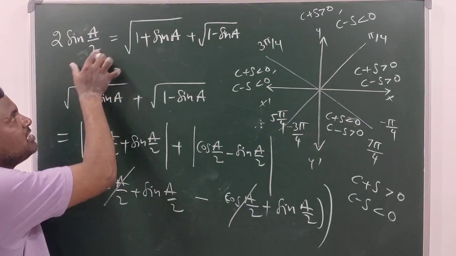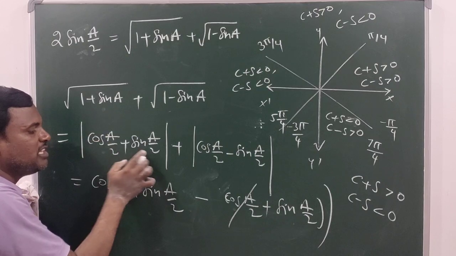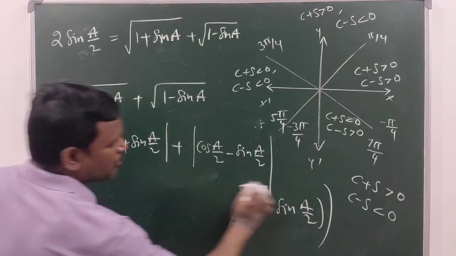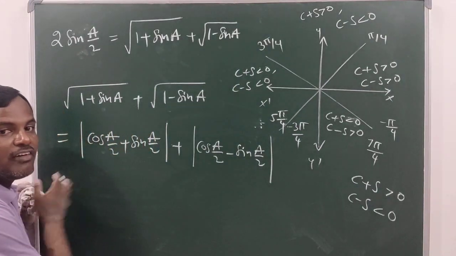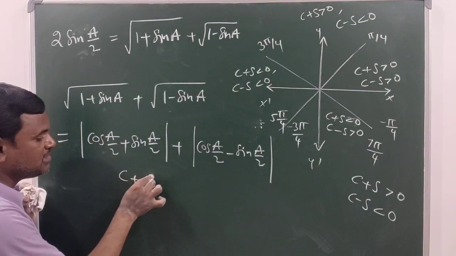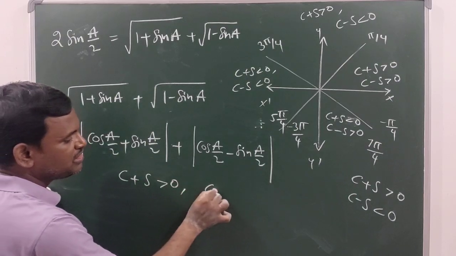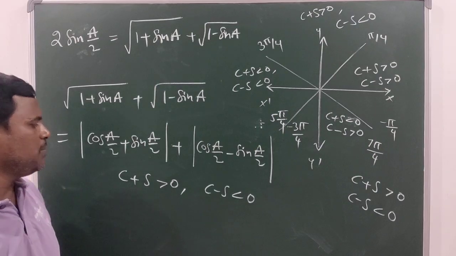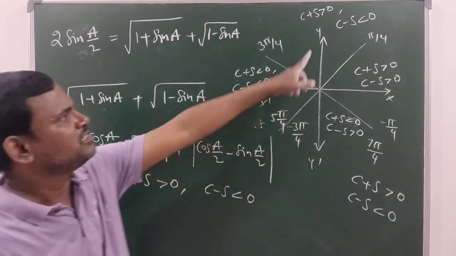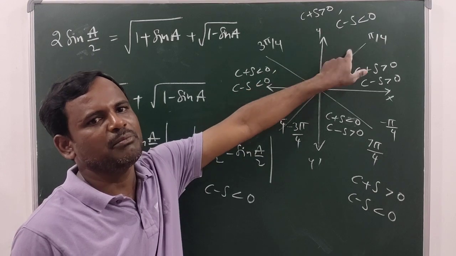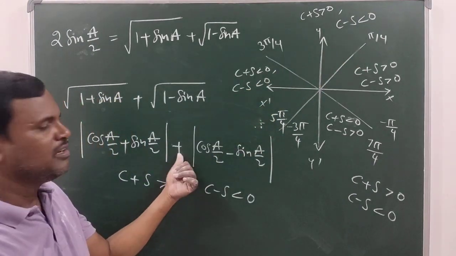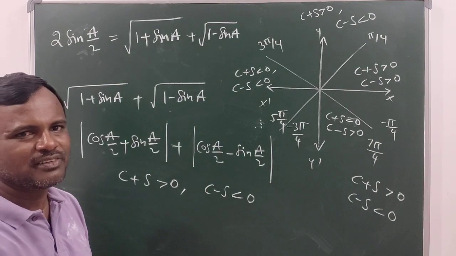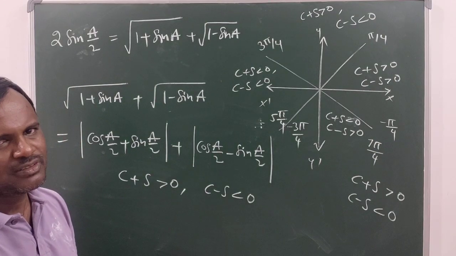Okay, to get this result, this one you have to consider as positive and this one you have to consider as negative. Have you understood how I am simplifying this? Your C plus S must be positive and your C minus S must be negative. Where is C plus S positive, C minus S negative? Same interval, same as the previous one. But here in the middle you are getting plus. In the previous one, minus was given. Here it is plus. Okay?